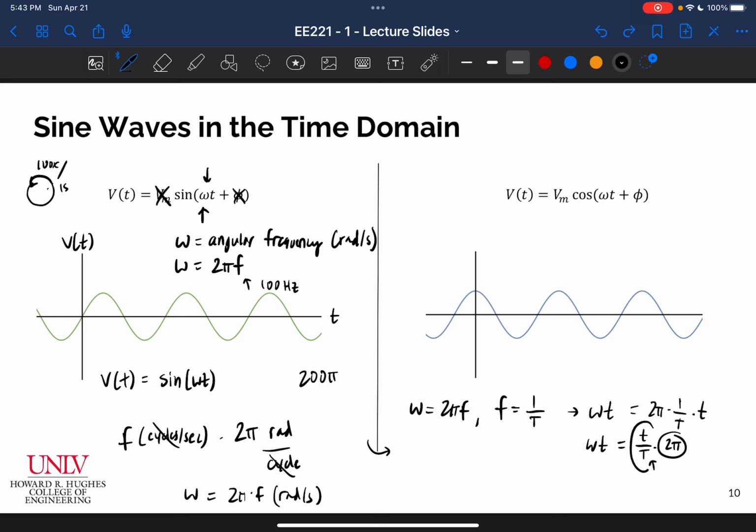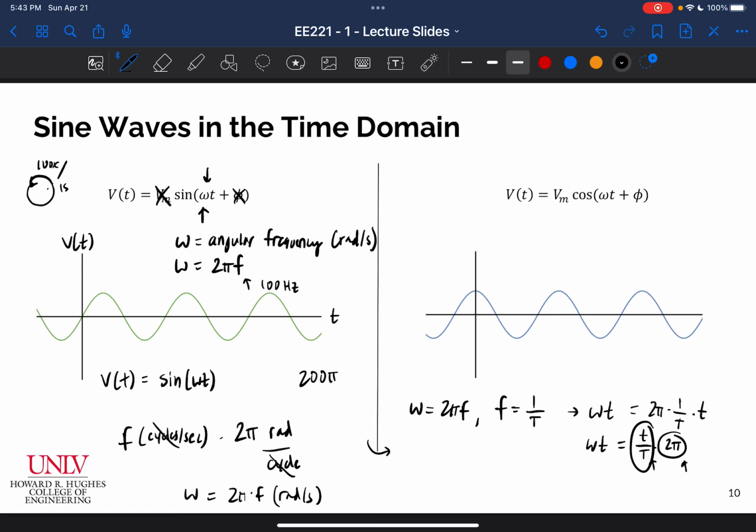Where this fraction here, the fraction of the period, is going to give me some fraction of a cycle, because one cycle we know is 2 pi radians. And so this is how we take the sine function and make it time dependent. We have to scale it by the angular frequency omega, okay?